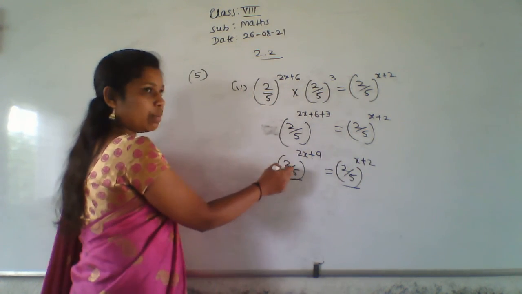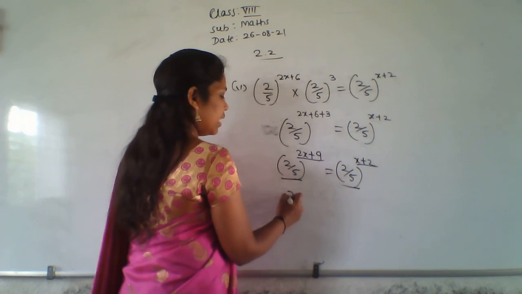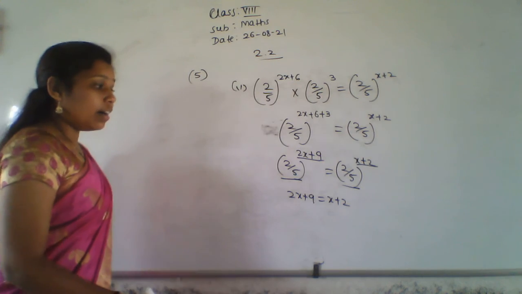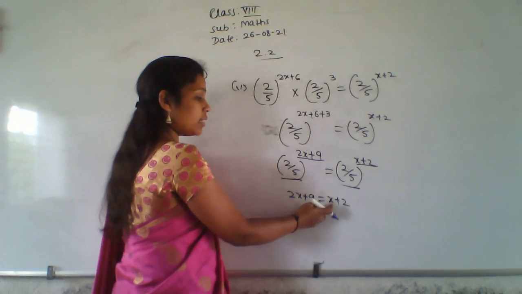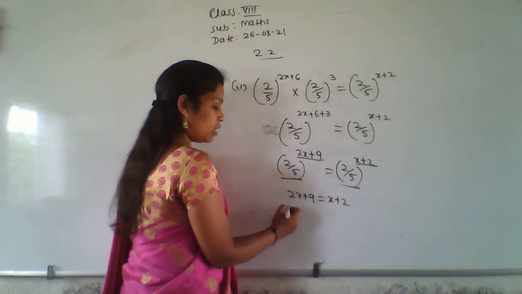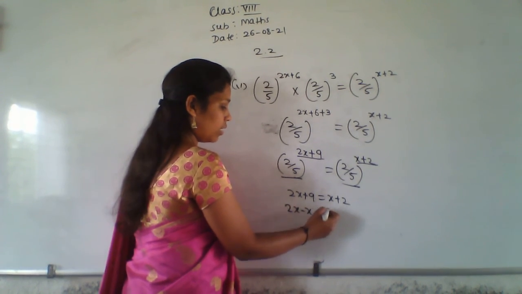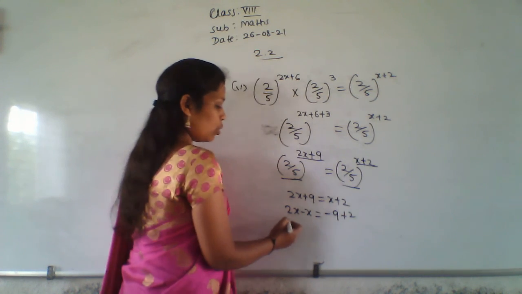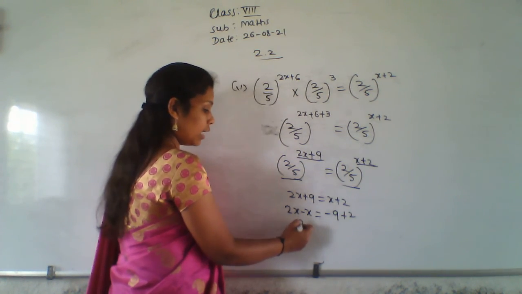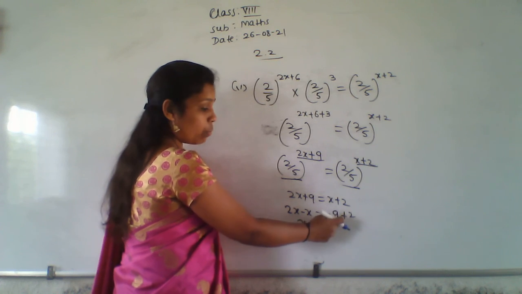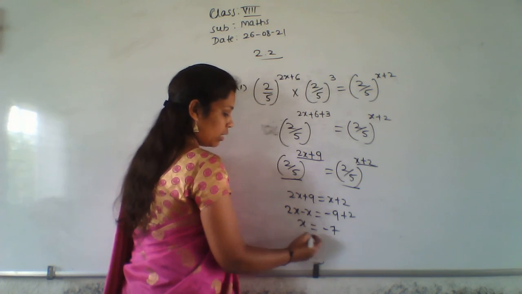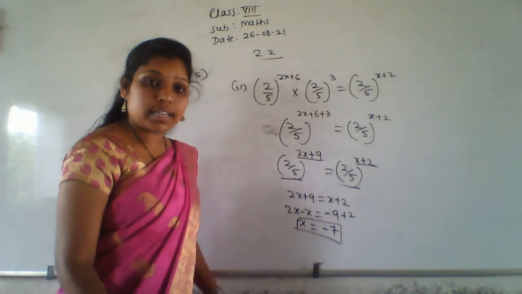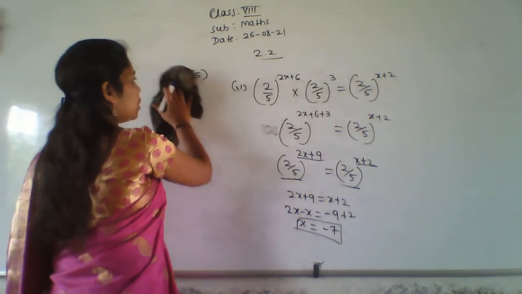When bases are same, we have to equate the powers. Equate those two. 2x plus 9 is equal to x plus 2. Okay. Make similar terms one side. That is x. Take x to the LHS side, 2x minus x. Next, take 9 to the RHS side, that is minus 9 plus 2. Now 2x minus x is x. Minus 9 plus 2 is minus 7. So what is the value of x we got here? x value is minus 7. Okay, so we finished the 5th main.